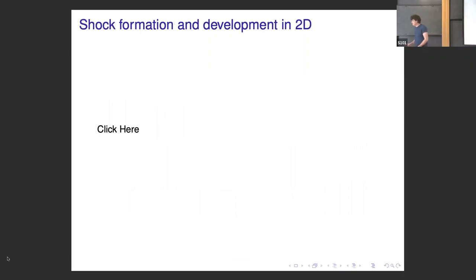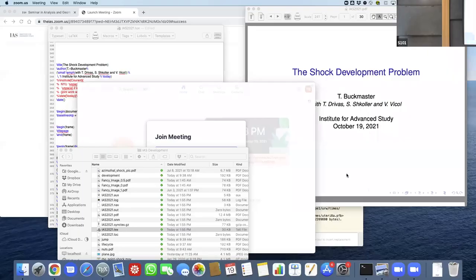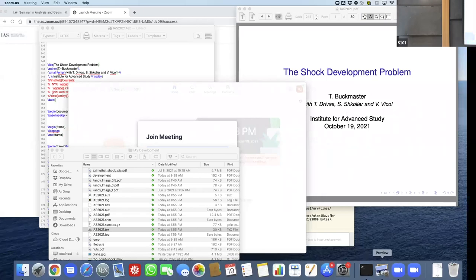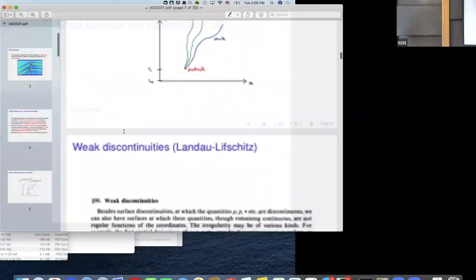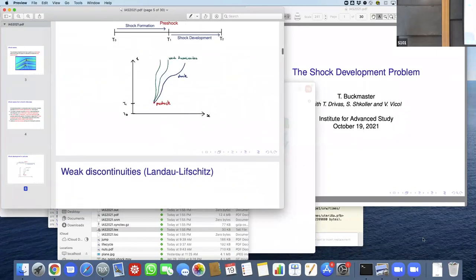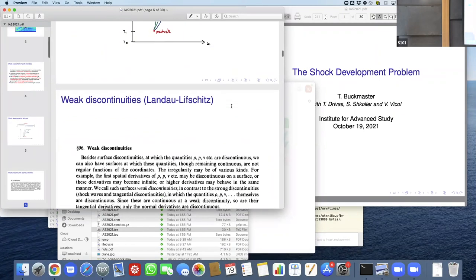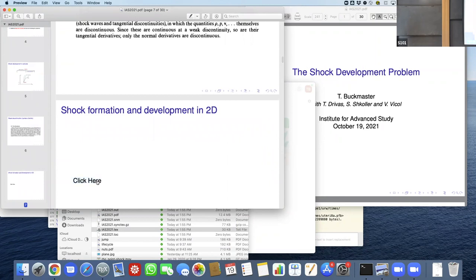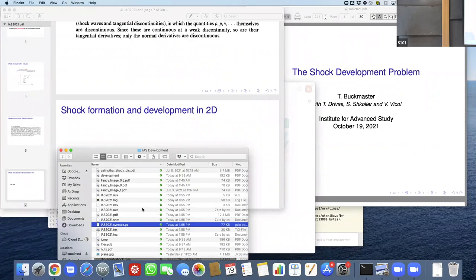Okay, so this is just a picture of formation. You won't be able to see that. Share my screen. Can you sit down? Let me just open the file.